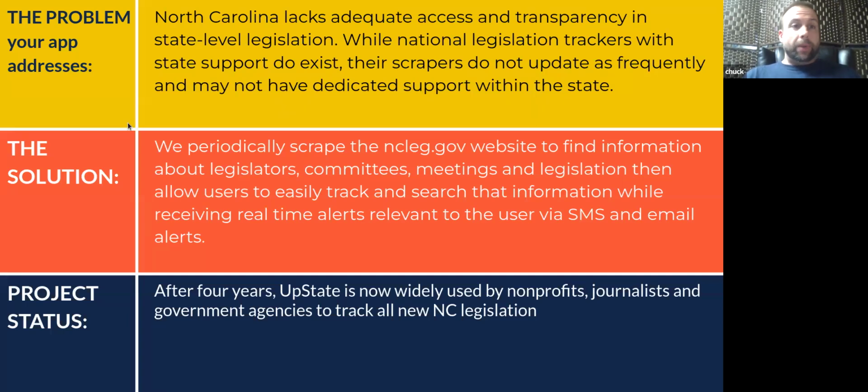So the problem that our app is addressing is that North Carolina legislation lacks transparency, and there are national legislation trackers that support state legislation, but their scrapers don't update as frequently and may not have dedicated support within the state. So our solution is that we periodically scrape the ncleg.gov website to find information about legislators, committees, meetings, and legislation, and then allow users to track and search that information while receiving real-time alerts relevant to the user via SMS text messages and email alerts.